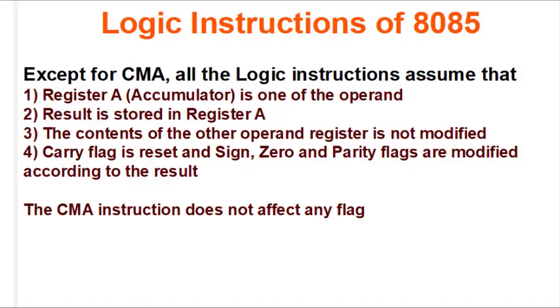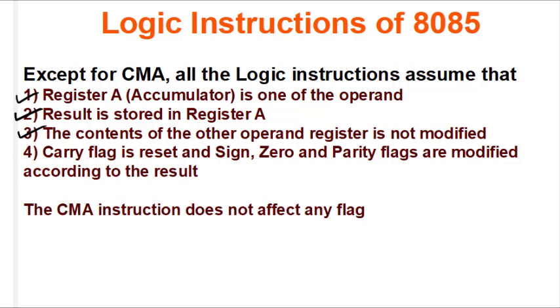The next category is the logic instructions of 8085. Logic means ANDing, ORing, XORing, complementing, etc. Now except for CMA, that is complement the contents of accumulator, all the logic instructions have the following assumptions. The first is register A is one of the operands, so we cannot perform any logic operation without A. Then the result is always stored in register A. The contents of the other register are not modified, they remain as they are.